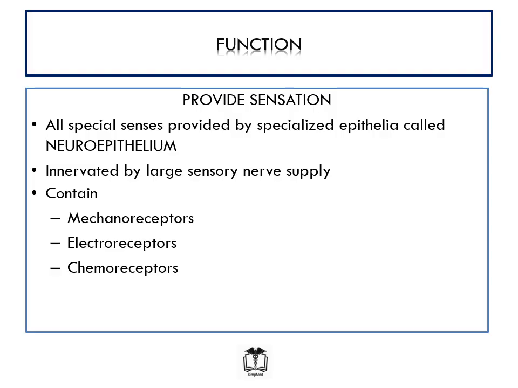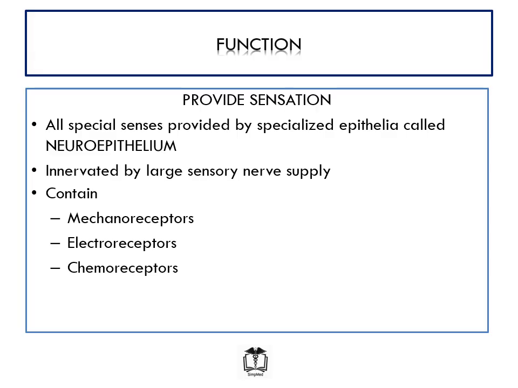The third function of the epithelial tissue is in the provision of sensation. Now, this is a very unique function of the epithelial tissues, and it's only seen in special sense organs. So organs that are involved in special senses, like the eyes, the ears, and the nose, are also made up of specialized epithelial cells.